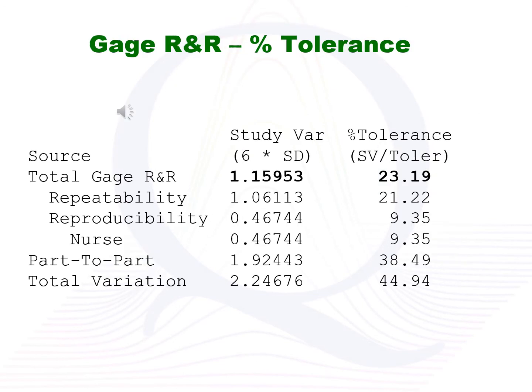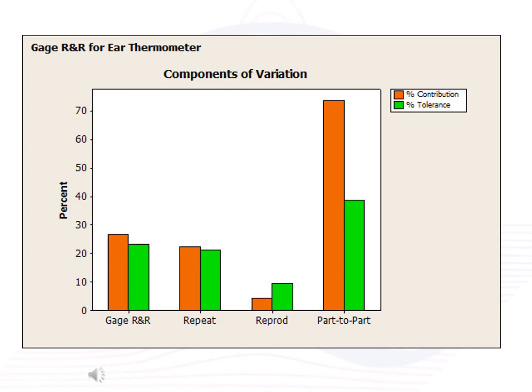This is the table based on the P to T ratio. Recall that the spec limits for this study were 35 degrees C to 40 degrees C. So we find these numbers by dividing the values within the first column by 5. Based on this, the measurement system variation is taking up 23.19% of the tolerance. The variation due to repeatability is taking up 21.22% of the tolerance. We also see here a bar chart that represents these numbers.